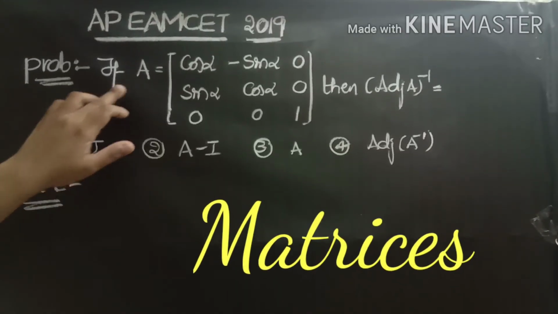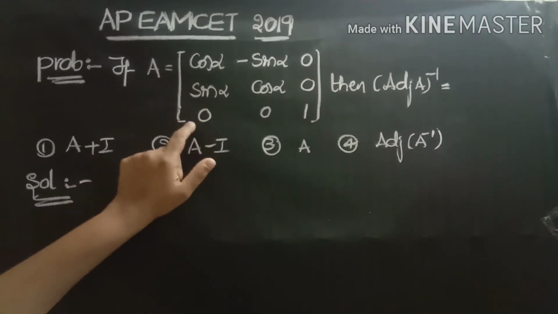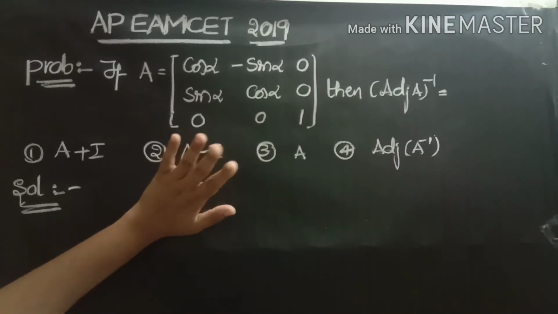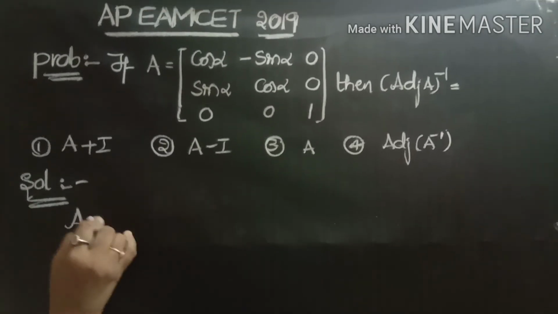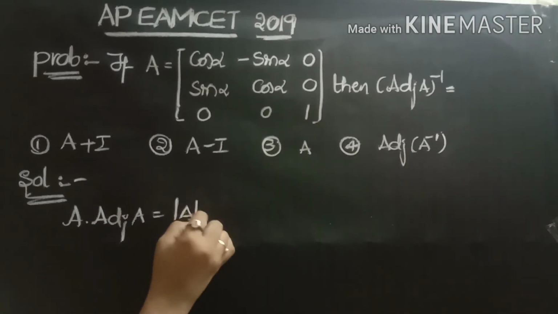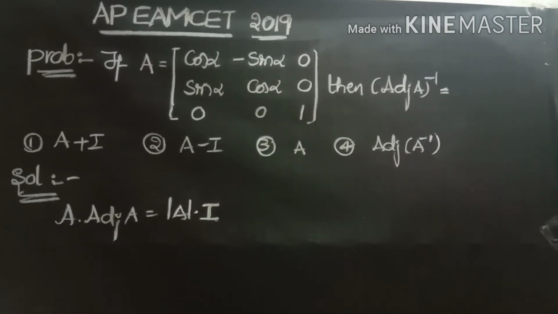Next problem, if A is equal to cos alpha, minus sin alpha, 0, sin alpha, cos alpha, 0, 0, 0, 1, then what is adjoint A whole inverse? So we want the value of adjoint A inverse. So first we take the formula A into adjoint A is equal to det A into I. Very important formula and very well known formula. A into adjoint A is equal to det A into I.